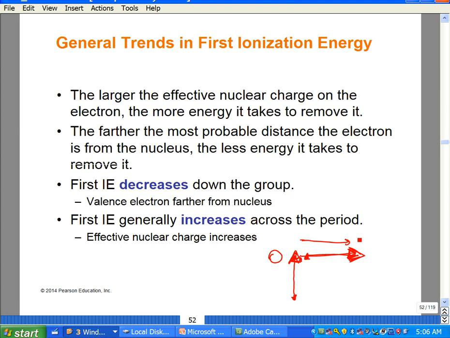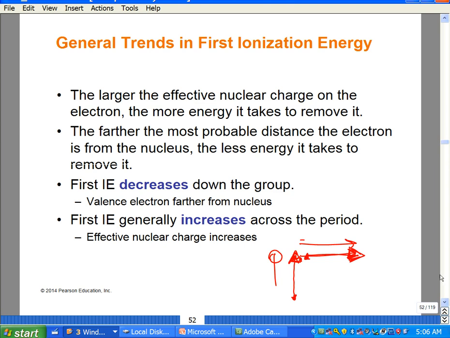The same is true as you go across the period. Remember, the effective nuclear charge gets greater as you go across. So the electrons are held more tightly as you go from left to right, and it is much more difficult to remove an electron as you go up and as you go over. So that's the trend in ionization energies: they get larger as you go up and larger as you go from left to right.